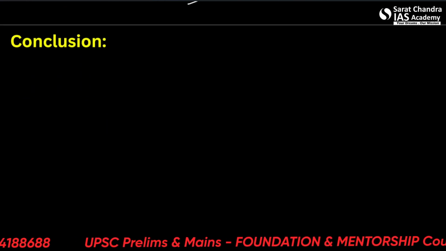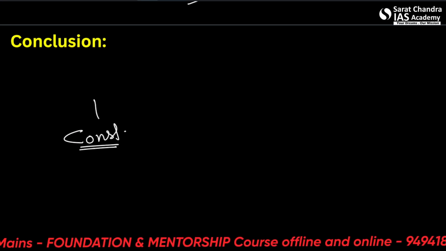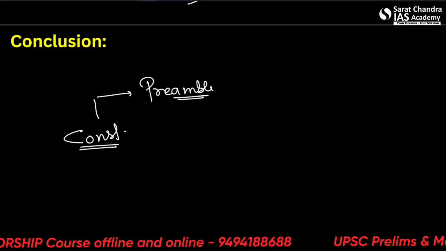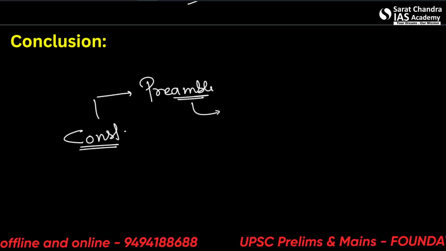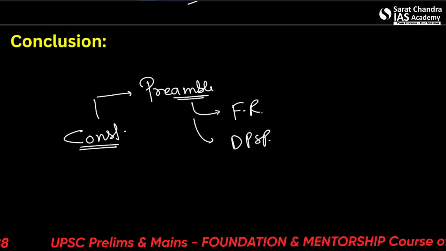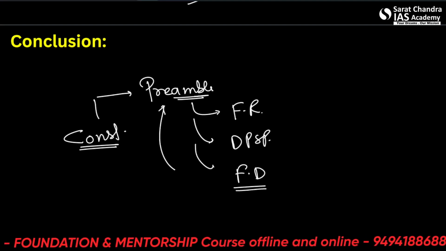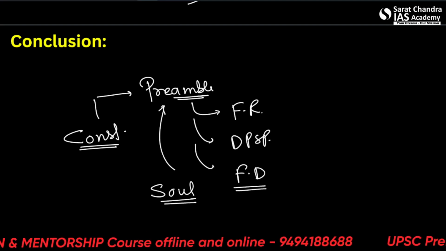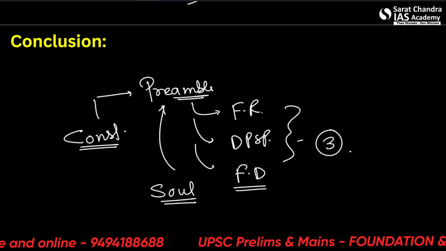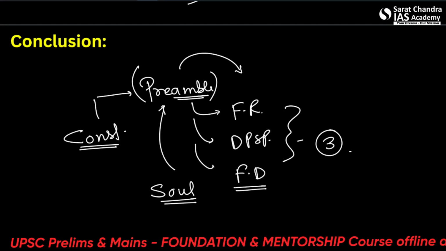So what do we conclude from here? We conclude that the Constitution has its spirit in the preamble, has all the data in the preamble, and from the preamble only the fundamental rights, the DPSP, as well as the fundamental duties have emerged. This is the soul of the Constitution and the first pillar, and these are the rest of the pillars, without which the constitution will not be possible and would not be defined clearly. All right, so this is our conclusion.